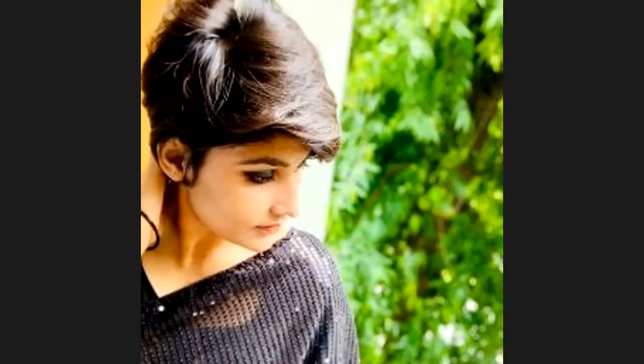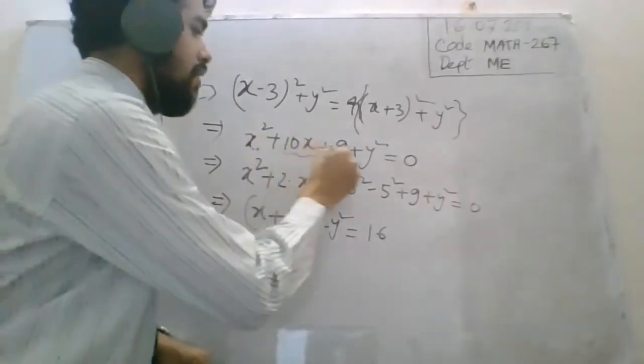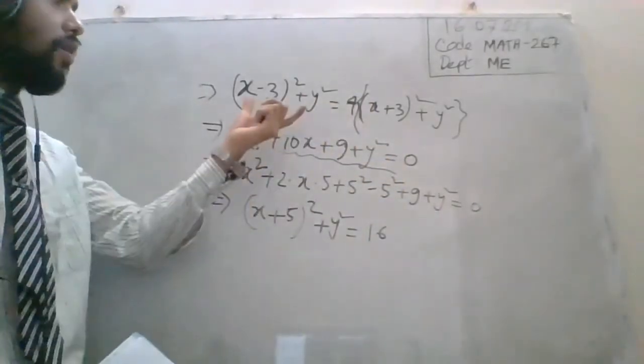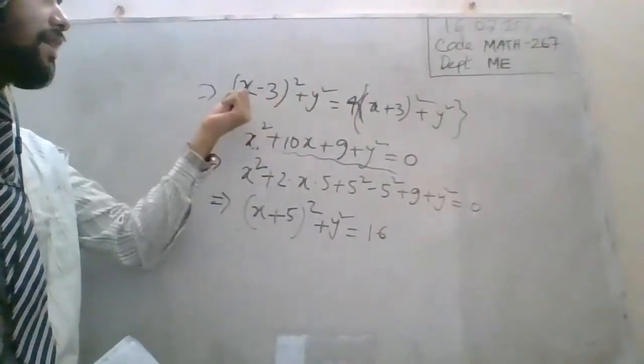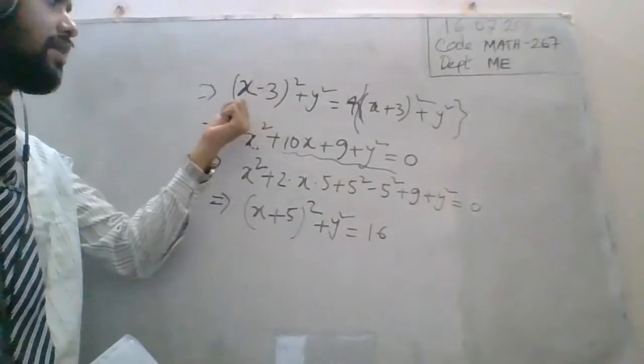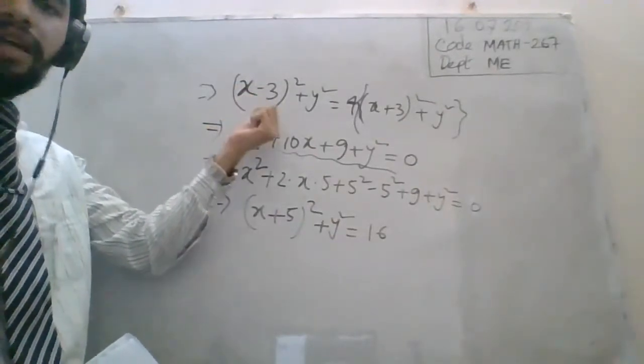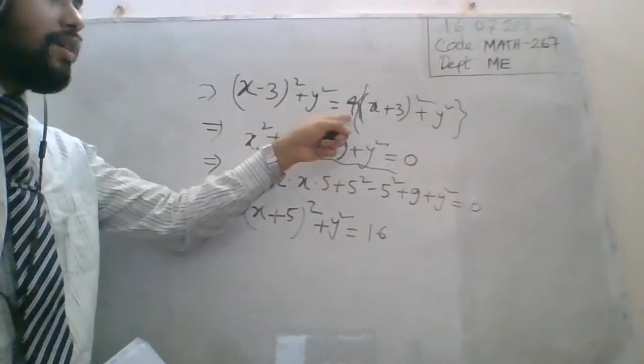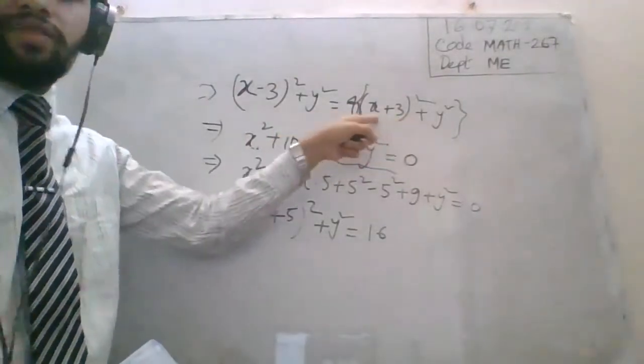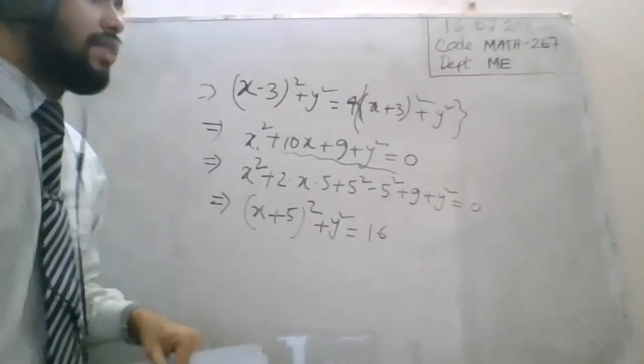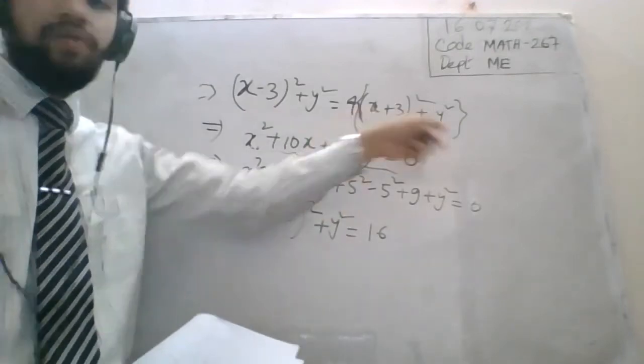Excuse me, sir, from the second line I couldn't understand. Okay, simplify the equation. Here (x + 3) whole square means x square plus 6x plus 9, plus y square, and then multiply this by 4 into this equation. So (x + 3) whole square means x square plus 6x plus 9, and plus y square, that is 4y square.